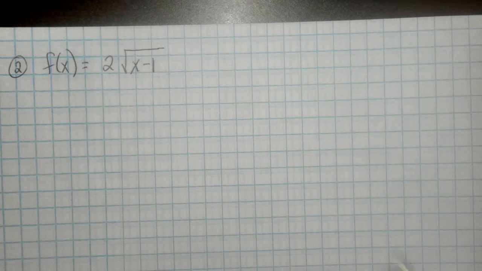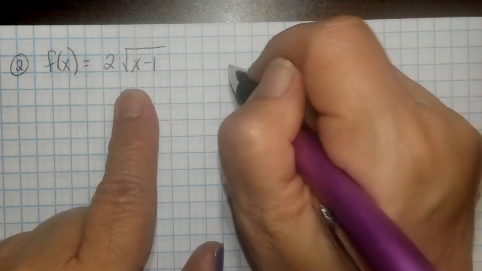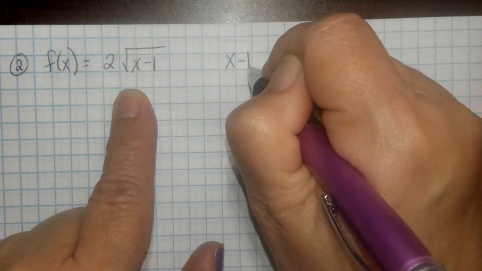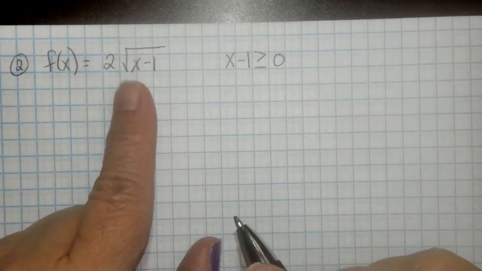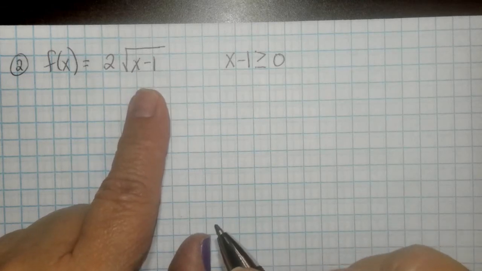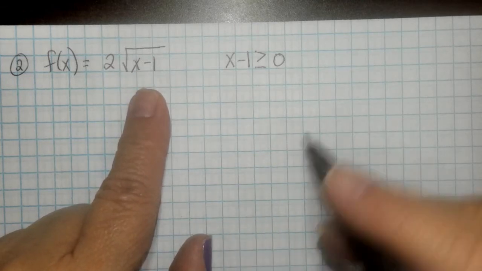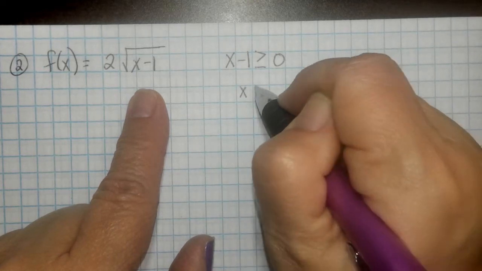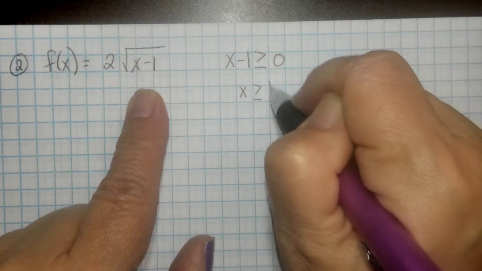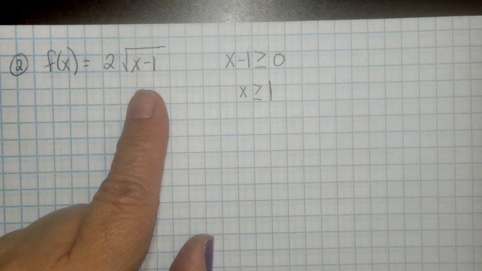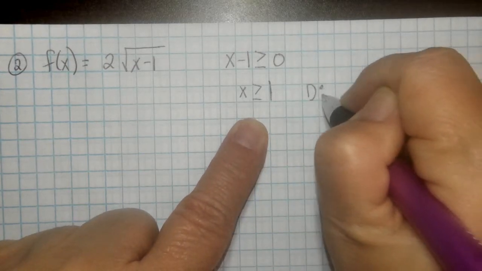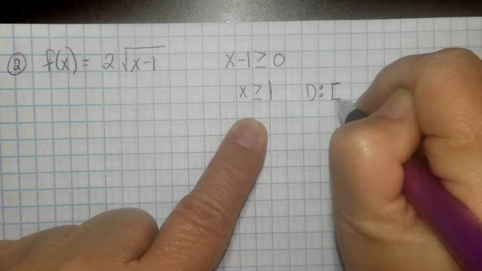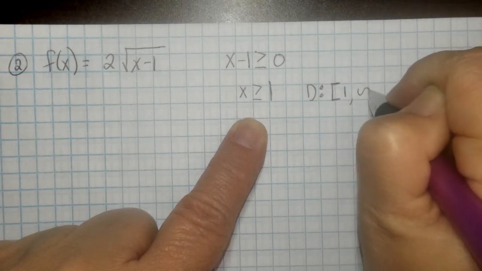So, that means that what is under the square root, this x minus 1, has to be greater than or equal to 0, because the square root of a negative is imaginary. So that means that x is going to have to be greater than or equal to 1. If I wanted to write this as my domain in interval notation, my domain would have a bracket at 1, and then it would go to infinity.